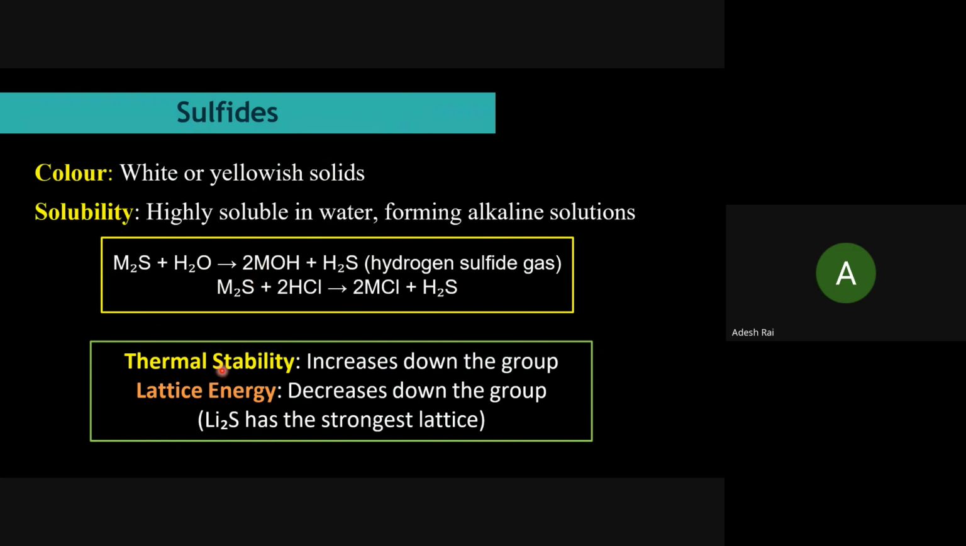Again, thermal stability will generally increase down the group. And what about lattice energy? It decreases down the group because lattice energy is inversely proportional to size. Down the group, size will increase, so lattice energy will decrease. Is that clear? Therefore, we say that lithium sulfide has the strongest lattice, because size is small, so lattice energy will be highest.